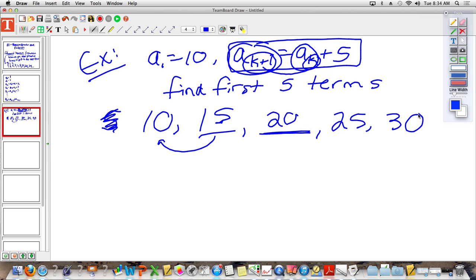So we wouldn't add the 2 previous. The example that I gave you was the Fibonacci sequence, and the rule for that is that you add together the previous 2. This rule is that you just take the one before it and add 5 to it. This is not the Fibonacci sequence, no.